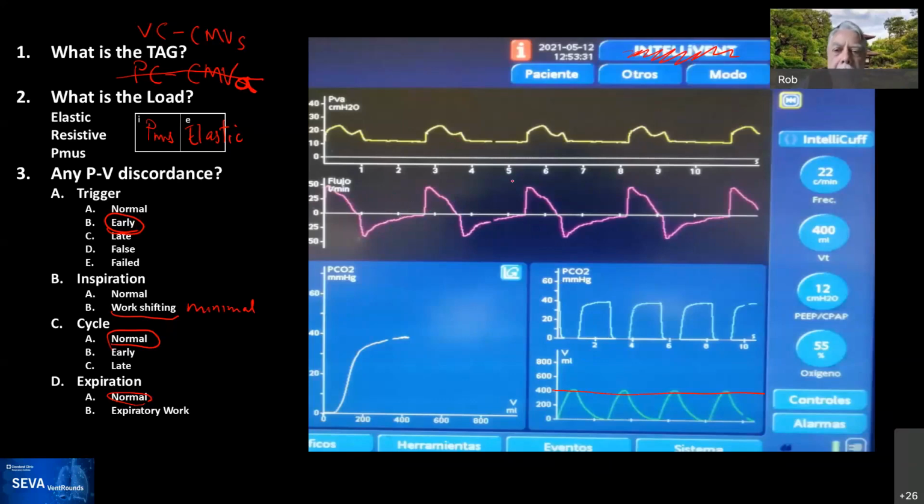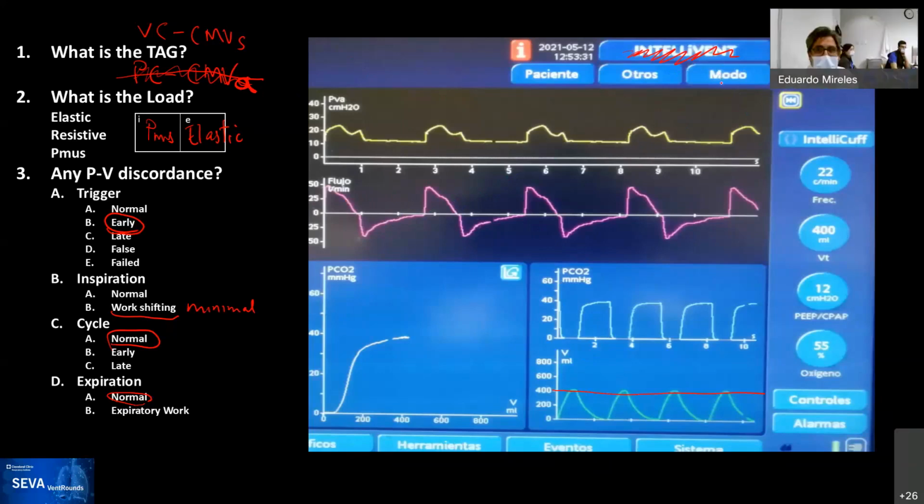And this is another perfect example of how the name of a mode gives you zero clue as to what the mode is actually doing, which is why we need the taxonomy. This actually stands for synchronized, continuous, mandatory ventilation on a Hamilton ventilator.